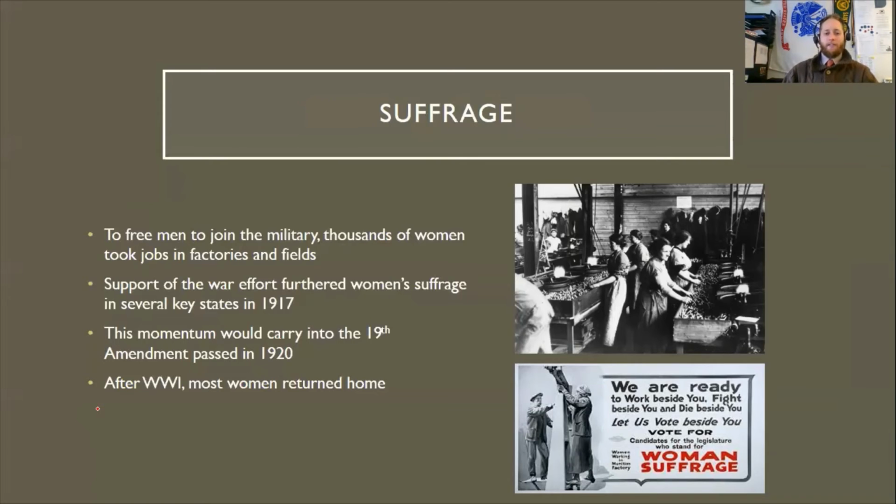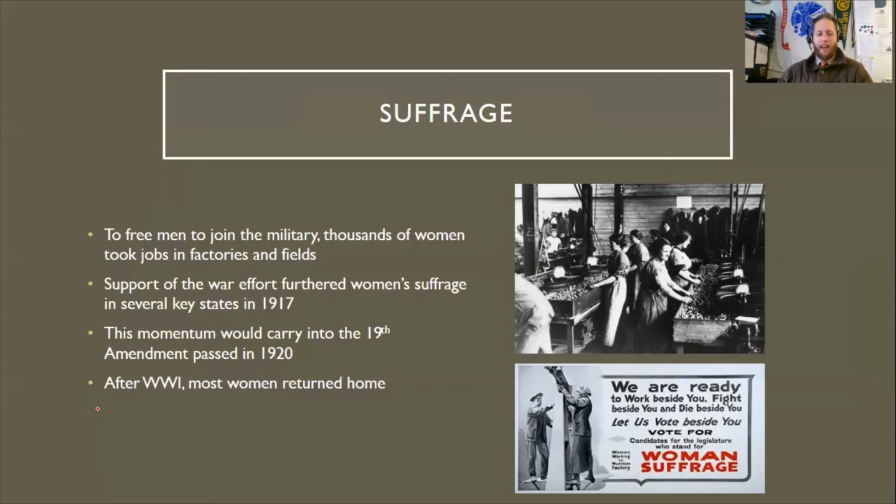Support of the war effort furthered women's suffrage in several key states in 1917. So because women were so organized and so dedicated to taking these jobs from men, or relieving these jobs from men temporarily to go support the war effort, states start to see women as more contributing citizens. So states that hadn't quite given women the right to vote start to shift in that direction. This momentum is going to carry through in 1920 with the passage of the 19th Amendment that is going to give women the right to vote across the nation.